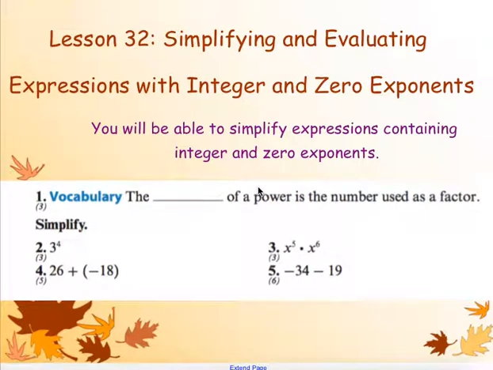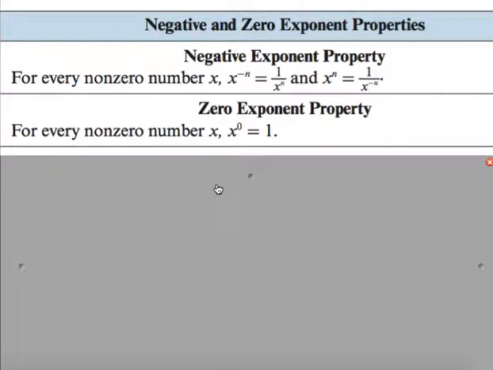Algebra 1, Lesson 32, we are looking at expressions with integer and zero exponents, and our goal is to be able to simplify those. So if we look at our rules, some big ones that we haven't talked about quite yet is the negative exponent property, where we say if x has a non-zero number exponent, like x to the negative n, we can get rid of that negative exponent by putting it in the denominator.